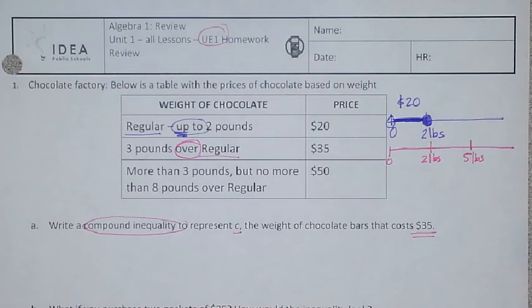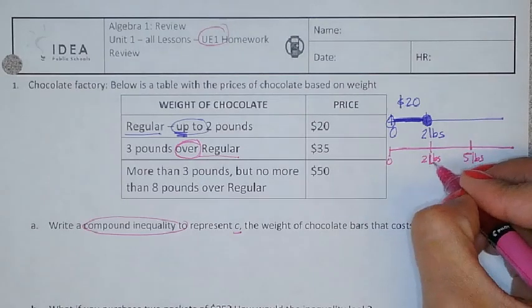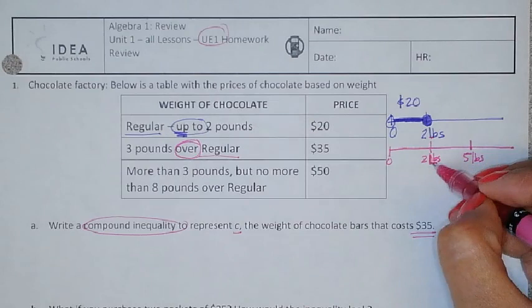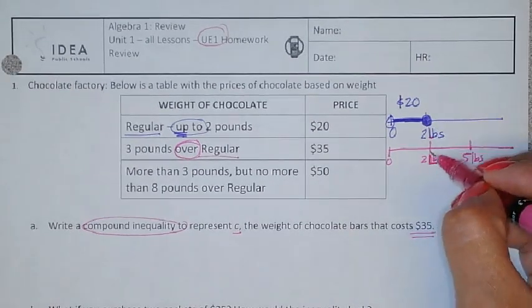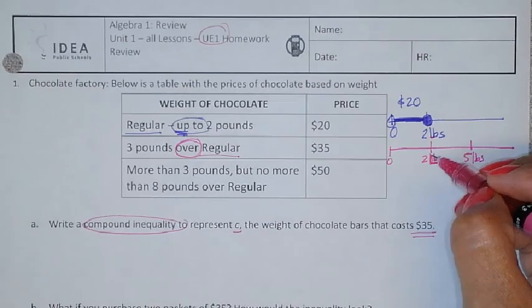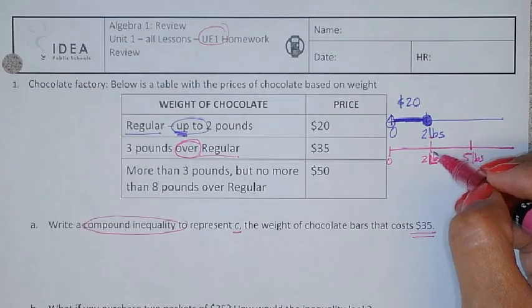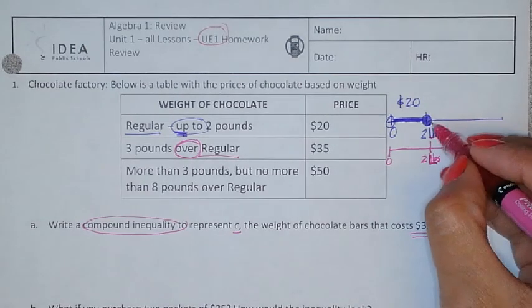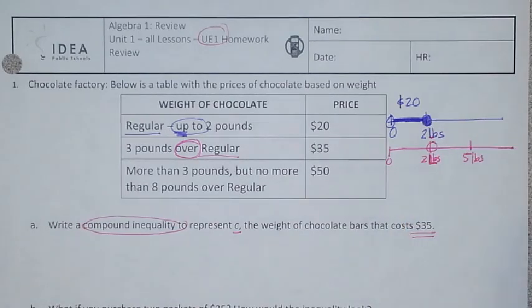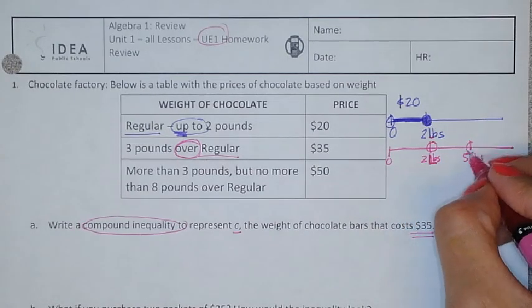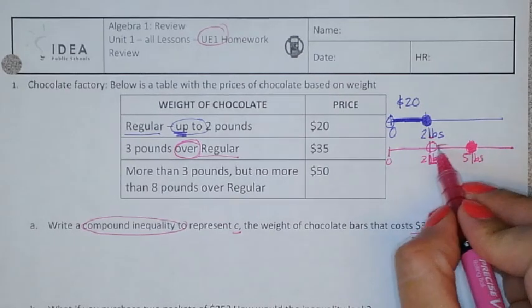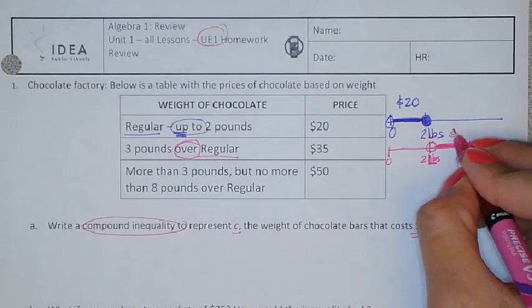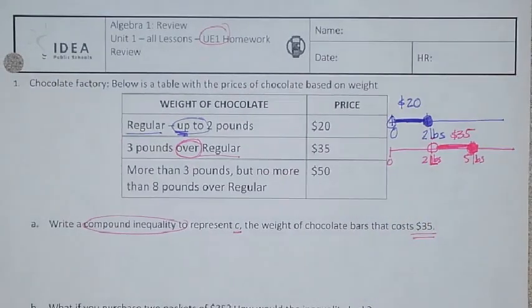Now we talked about this in class too. The 2 pounds, and this is an open circle, not a closed one, guys, okay? The 2 pounds is already included in the $20 price, so I cannot also include it in the 35. Otherwise, when your customers go to the store and they buy exactly 2 pounds, they're going to be confused. Well, am I paying 20 or am I paying 35, right? So if it's already included here, it cannot be included there. From there, all the way to the 5 pounds, which is included, right? 3 pounds over would be exactly 5. And all those pounds in between would be the $35 category.